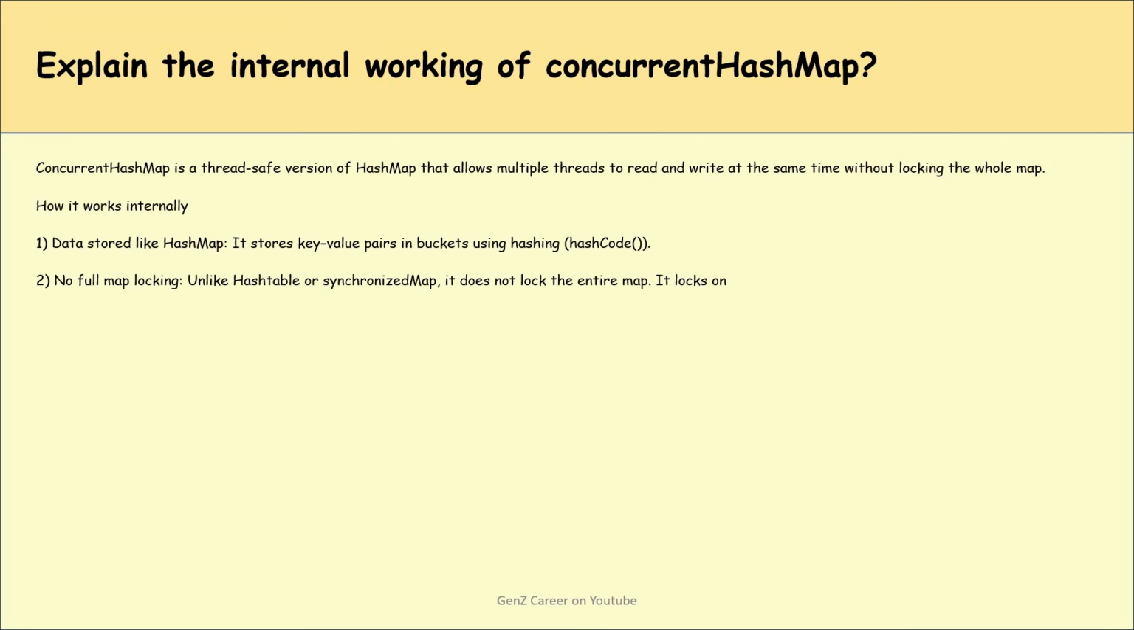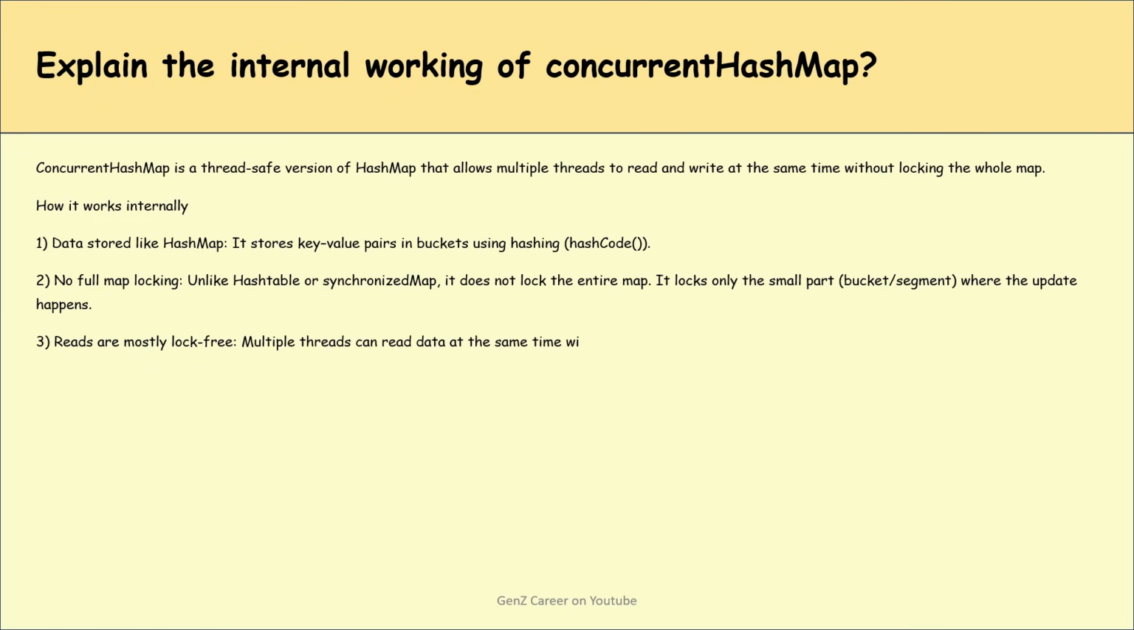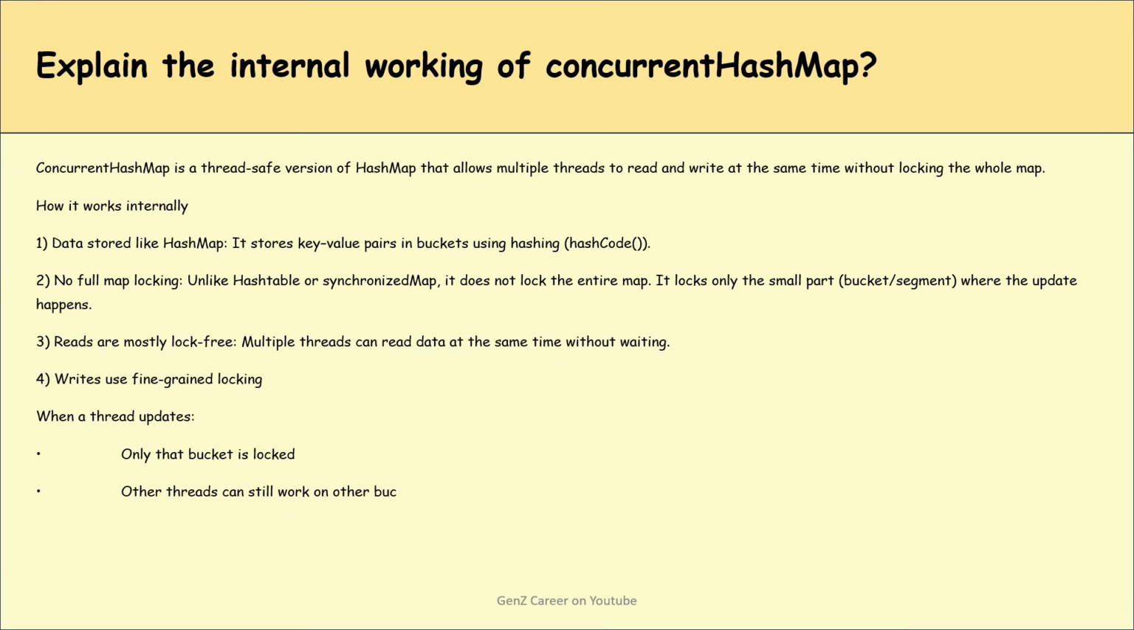Third is reads are mostly lock free. Multiple threads can read data at the same time without waiting. Fourth is writes use fine grained locking. When a thread updates, only that bucket is locked. Other threads can still work on the other buckets. Okay. Fifth is collision handling. If multiple keys go to the same bucket, they get stored in the linked list and converted to tree if many entries, like HashMap in Java.